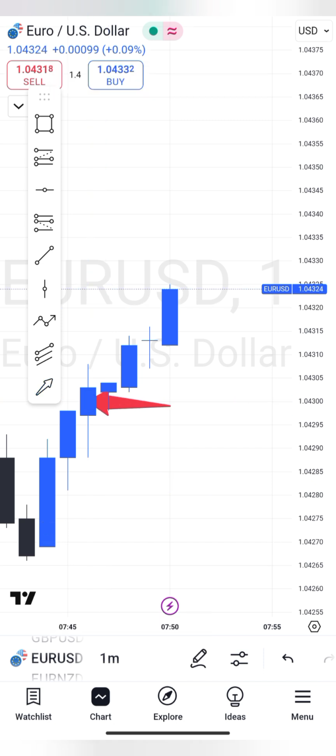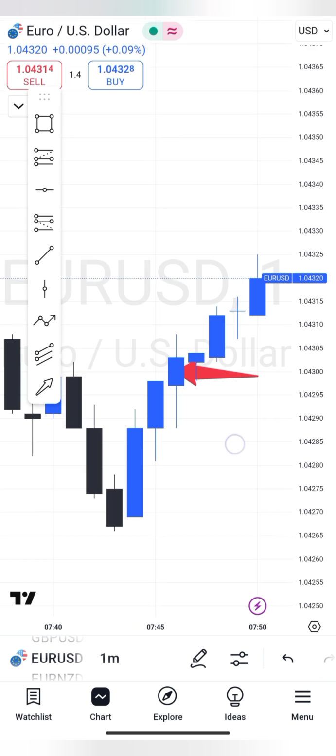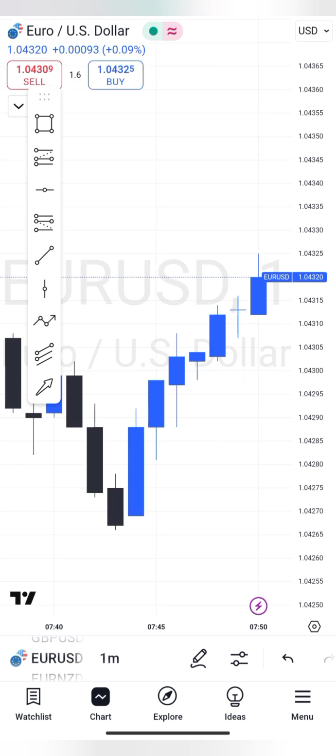The point that I'm pointing at, I don't know, but at least you get the idea where the arrow is pointing. It's what they call the body of a candle. Now, every candle tells a story of the battle between buyers and sellers.